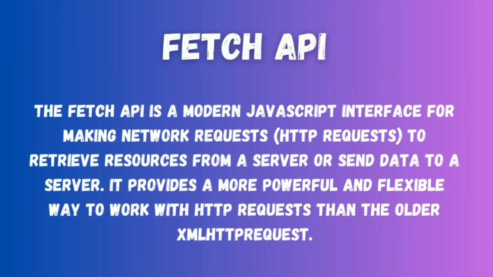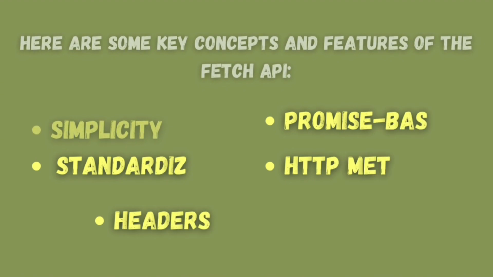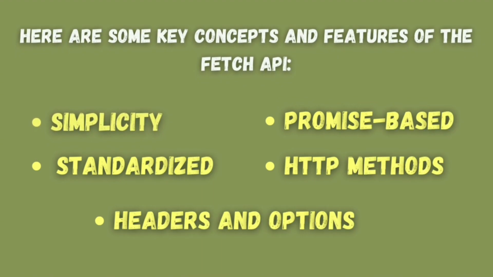Fetch API. The Fetch API is a modern JavaScript interface for making network requests, HTTP requests, to retrieve resources from a server or send data to a server. It provides a more powerful and flexible way to work with HTTP requests than the older XMLHttpRequest. Just look at my screen. Here are some key concepts and features of the Fetch API.